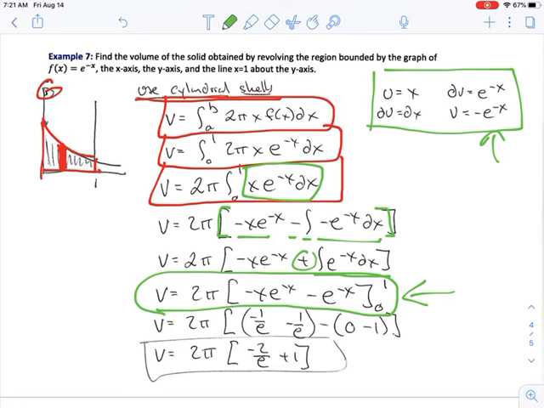And now it's just doing the algebra. 2 pi times the quantity negative 1 over e minus 1 over e minus, in parentheses, 0 minus 1, just becomes 2 pi times negative 2 over e plus 1. This is how I left the answer. I'm not sure if that's how the answer would be left in WebAssign, but you will find that out in no time at all. All right, so that is it for integration by parts.